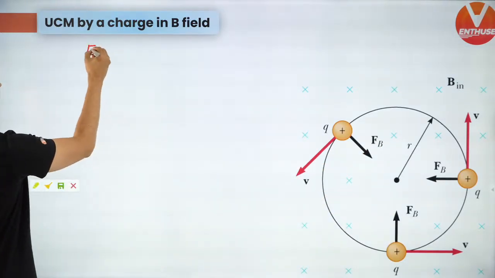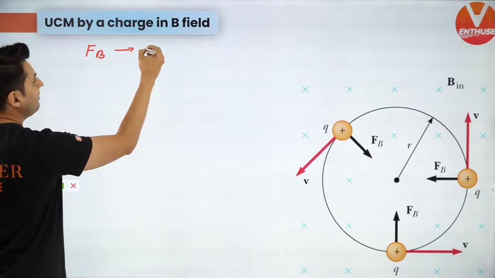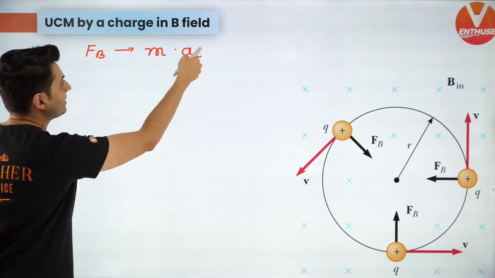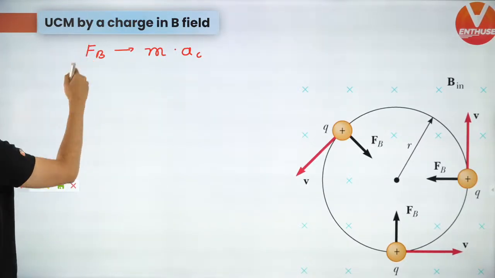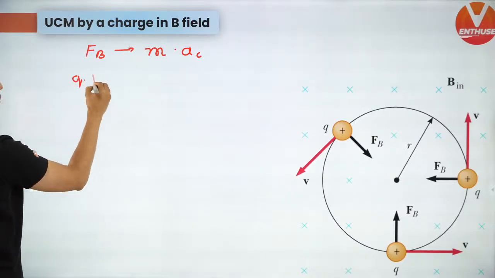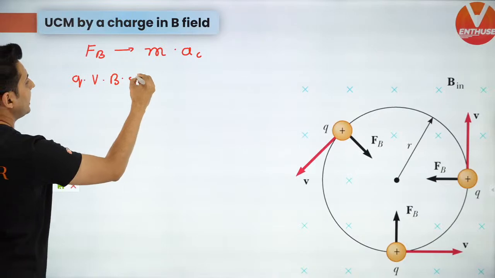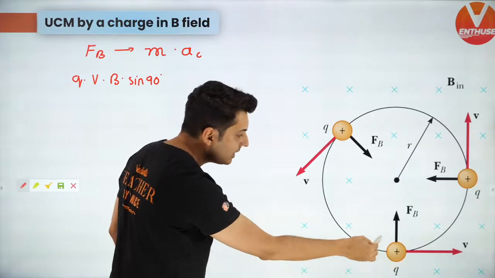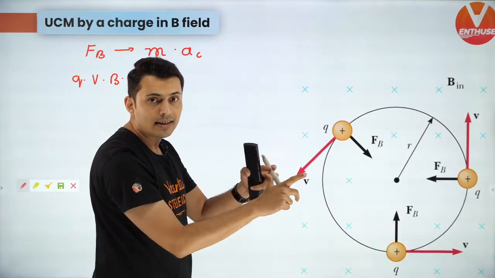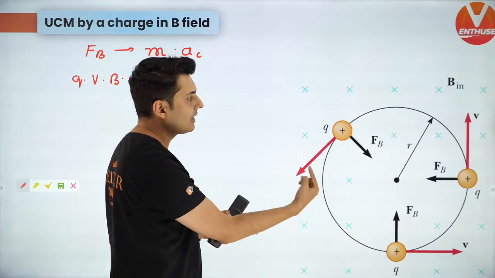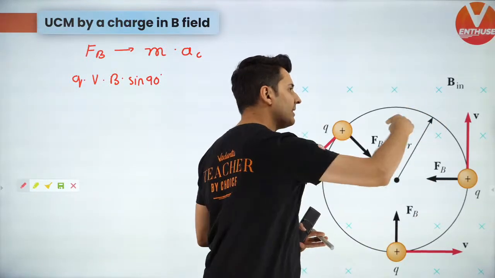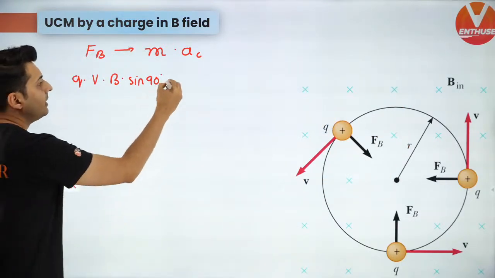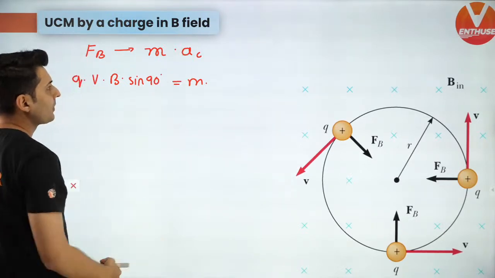Think about it, the magnetic field force will be mass into centripetal acceleration. What is this force? It is charge into V into B into sine 90. Why is it sine 90? Because the angle between velocity and magnetic field is 90 degrees. Velocity is there, magnetic field is inside. So the angle is again 90 degrees. So that's why it is sine 90, is equal to mass into centripetal acceleration.